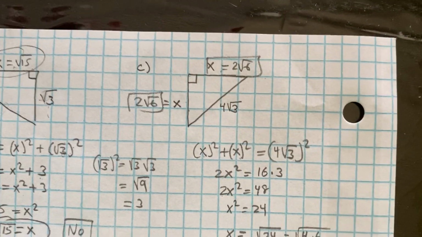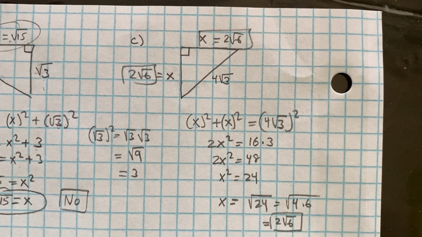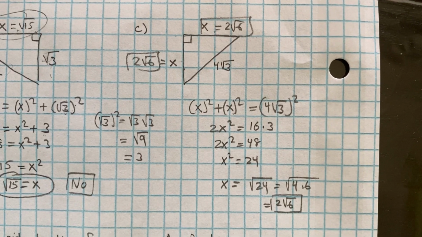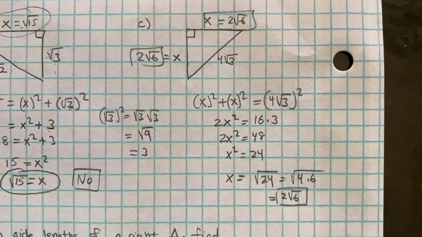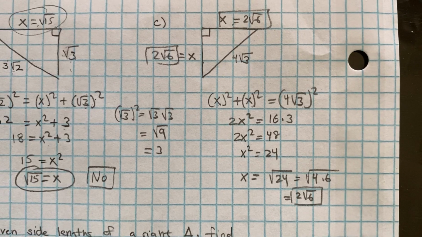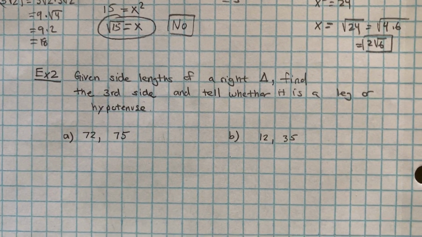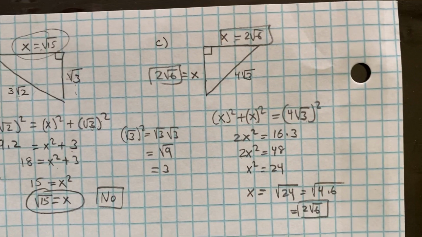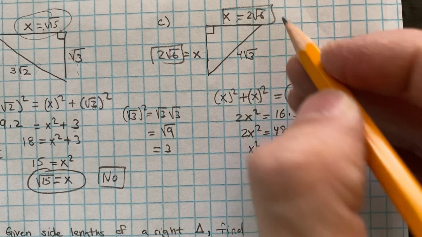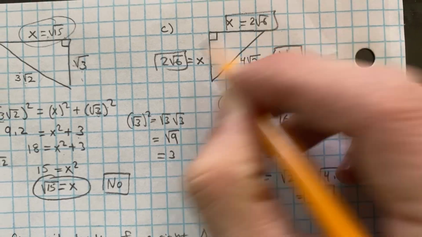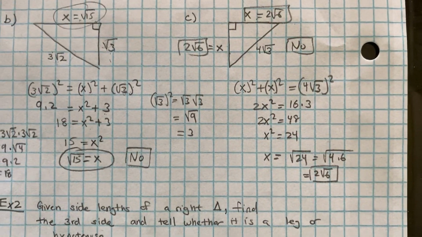Later on in this chapter, you will learn that this is actually a special right triangle. It's called a 45, 45, 90. But for today, again, we're just practicing our Pythagorean theorem. All right, so moving on to example number 2. Before I move on, this is not a Pythagorean triple. These guys are not integers, so you would just say no.